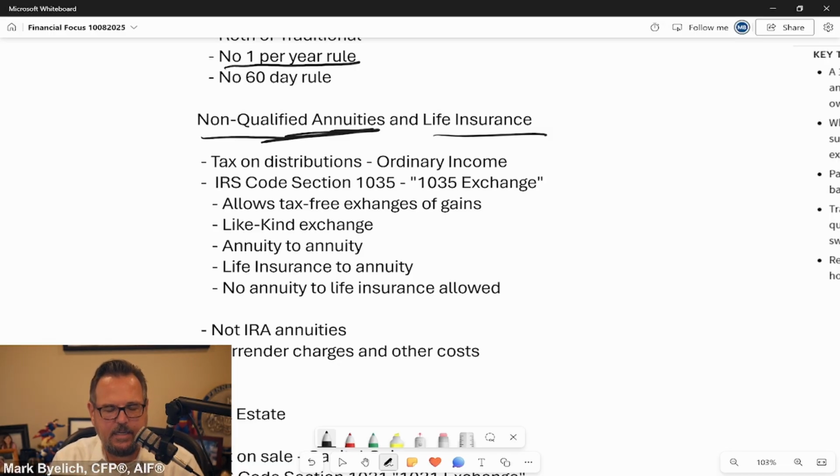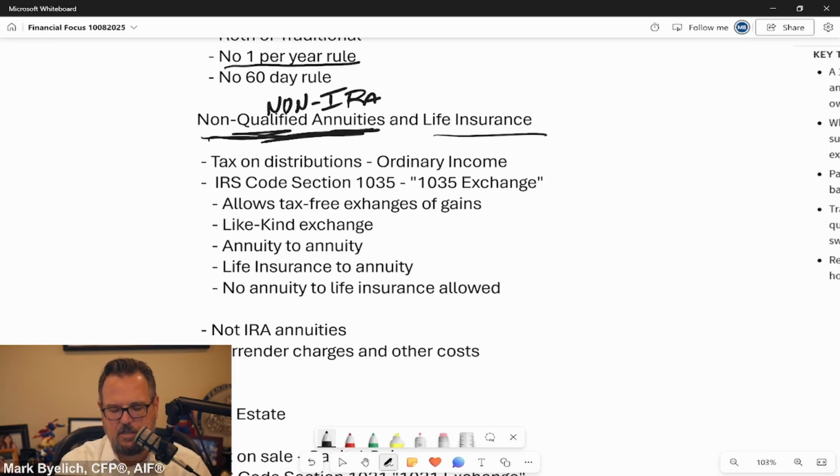It's ordinary income tax. So if you put $100,000 into a non-IRA, a non-qualified annuity, and it gains $25,000, and you take a distribution, you're going to pay tax on that $25,000 just like you earned it. And if you're under 59.5, you also are subject to a 10% penalty. It kind of grabs the rules around an IRA distribution, but we're not talking about IRAs. We're talking about non-qualified or non-IRAs. So when you see non-qualified, think non-IRA annuities and life insurance.